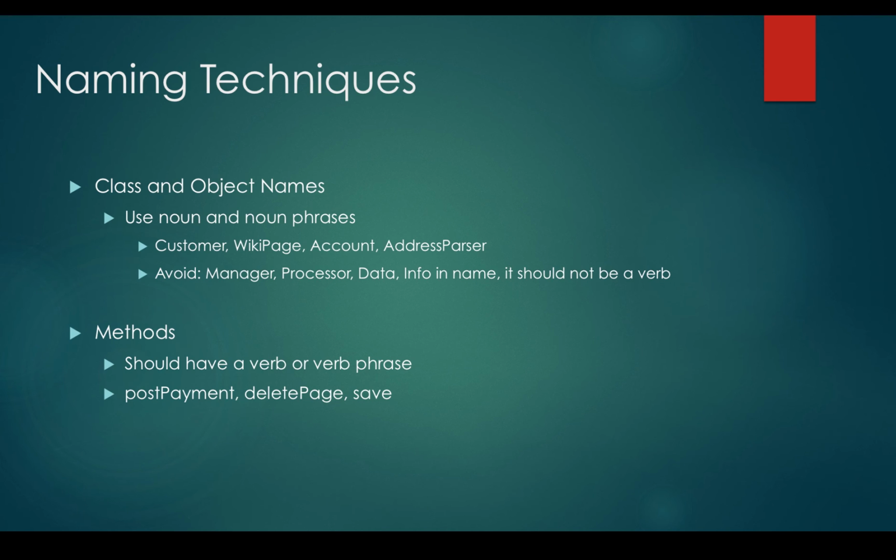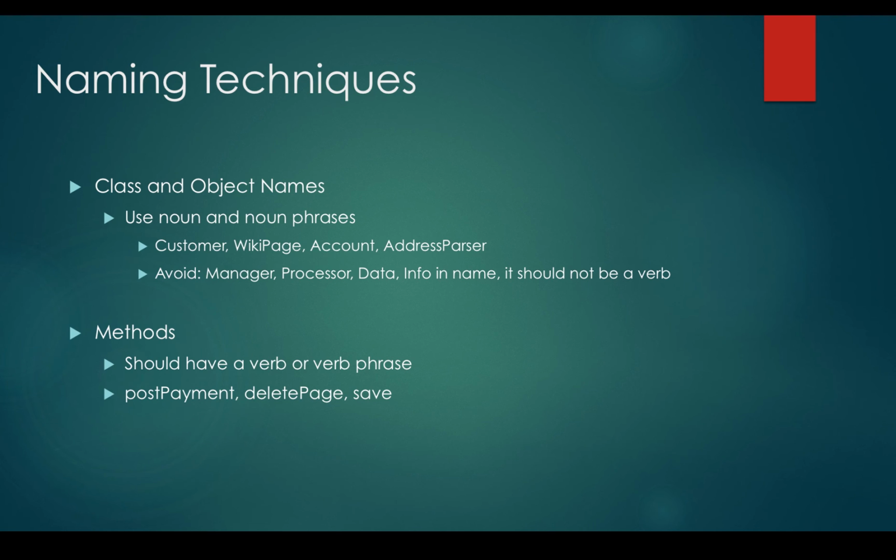Some naming techniques then, as we move into some class and object names, just some general basic rules. Classes and objects, we use noun and noun phrases. So good ones would be something like customer, wiki page, account, address parser. A bad one, or not as desirable, would be manager, processor, data, info in the name. We want to generally avoid verbs and stick with just nouns. Classes and objects typically represent some theme.